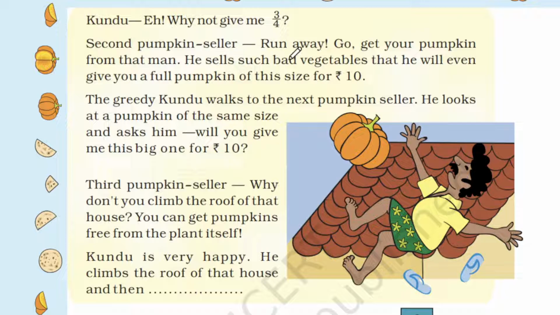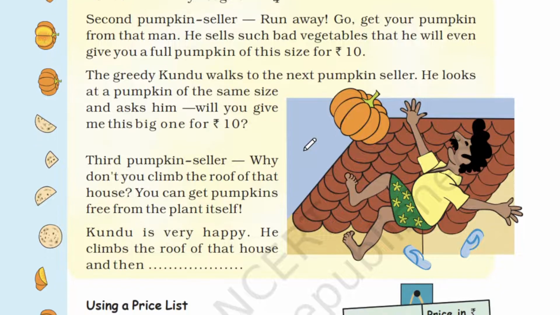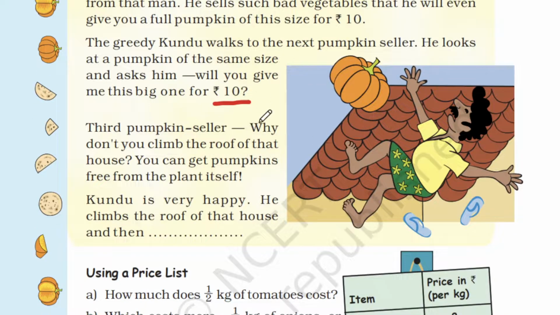He sells such bad vegetables that he will give a full pumpkin of this size for rupees 10. So what is he telling? Go to the next pumpkin man, he will not have good vegetables. He will give a full pumpkin for rupees 10. What did Kundu do? The greedy Kundu walks to the next pumpkin seller. He looks at the pumpkin of the same size and asks, will you give me this one big pumpkin for rupees 10? He's asking whether he can get this full pumpkin for rupees 10.